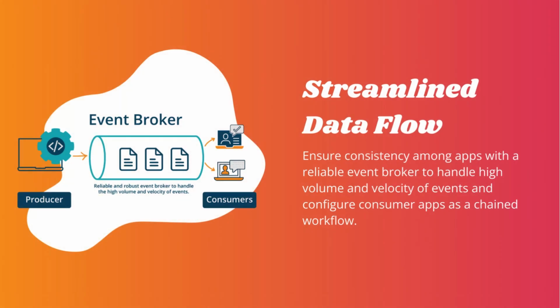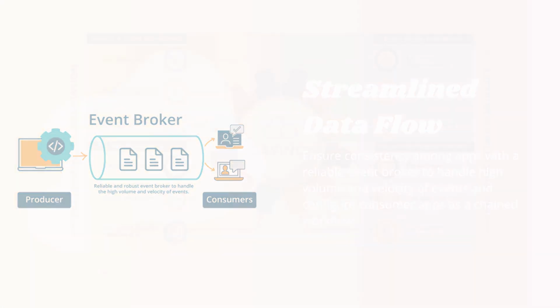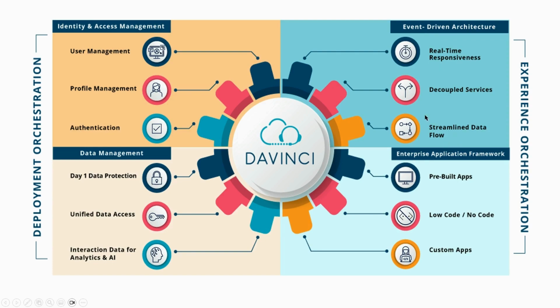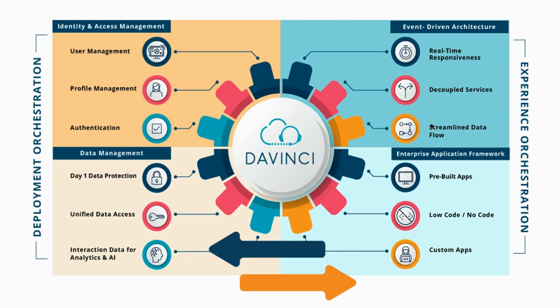Streamlined data flow is a fulcrum capability, foundational and critical to the overall execution of a customer interaction. It bridges all of these components together. And while it's part of the event driven architecture, it is a conduit that brings information to all of these components and from all of these components. So it's like a two-way pipe.